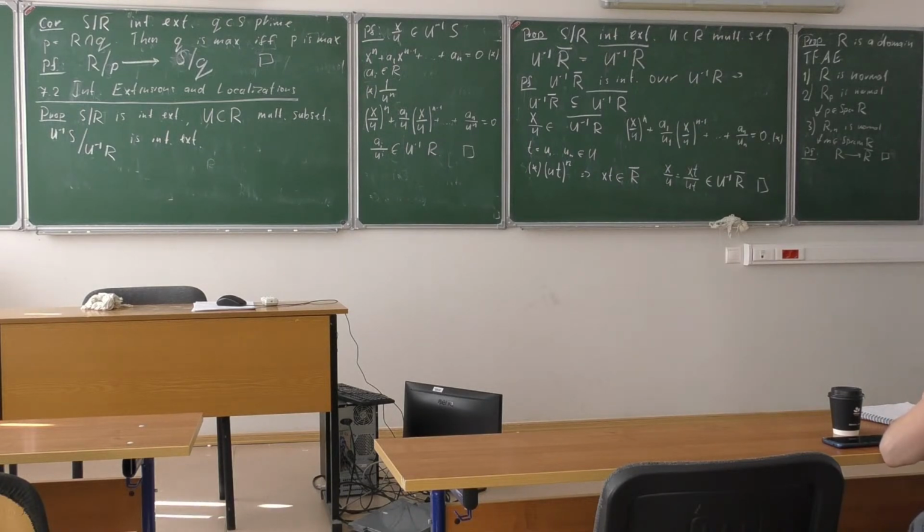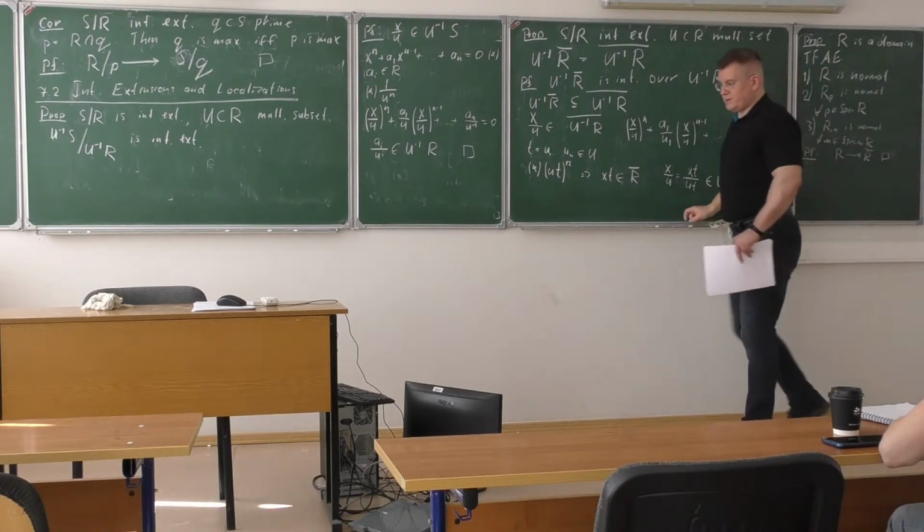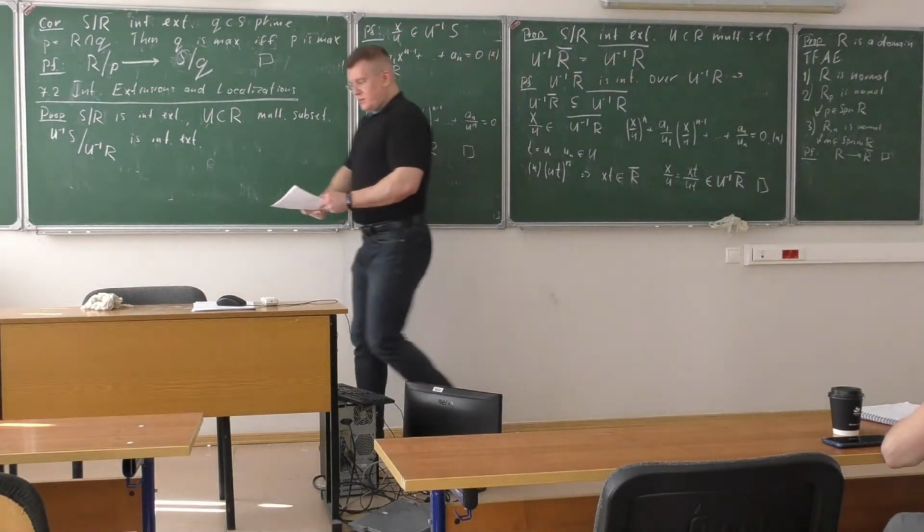But it's kind of interesting that you can check being normal, which is defined as a kind of global property, locally, which is maybe a little bit surprising. Okay, so that's all for today.